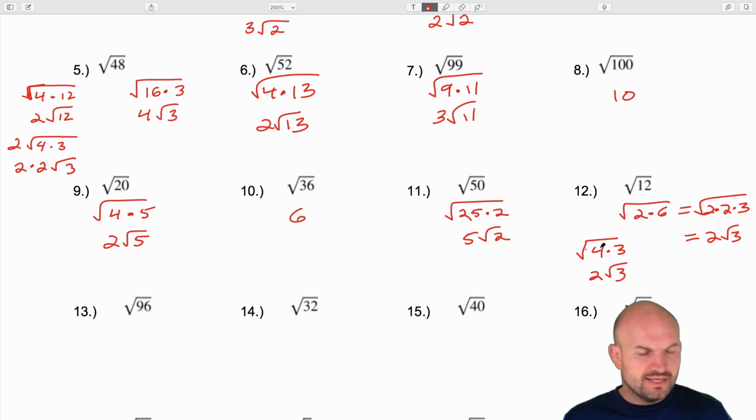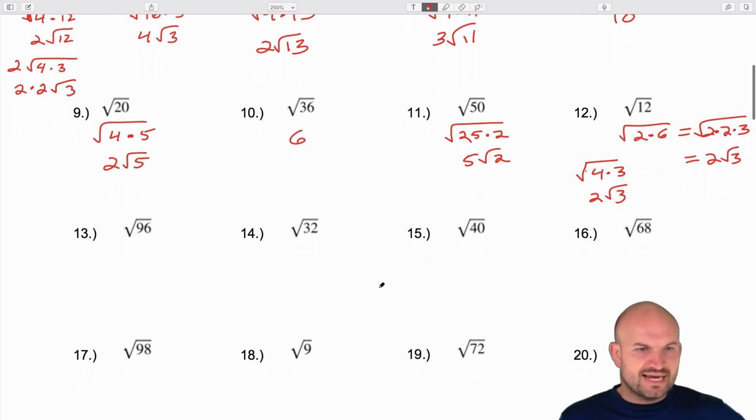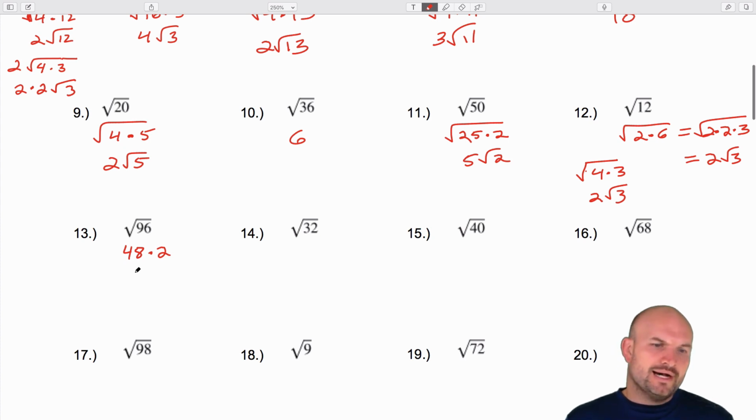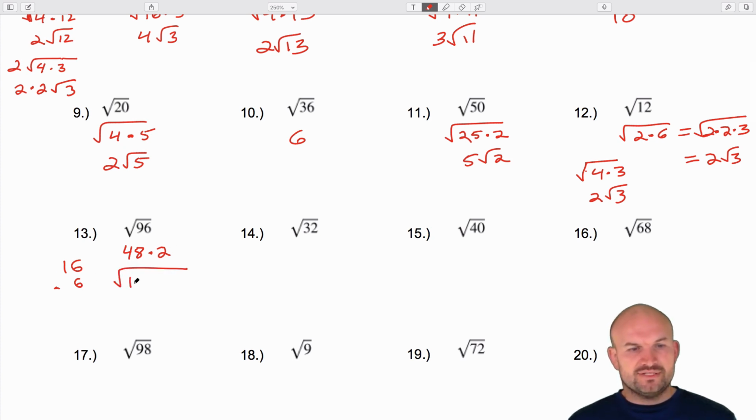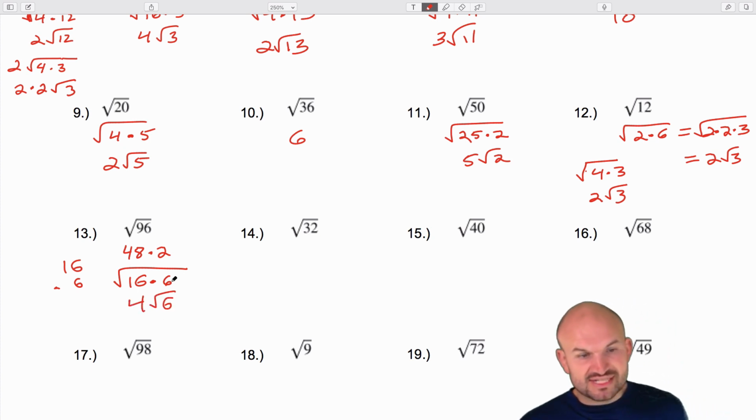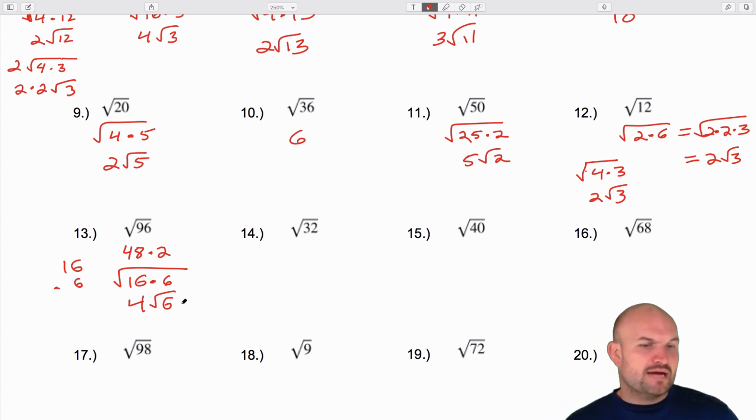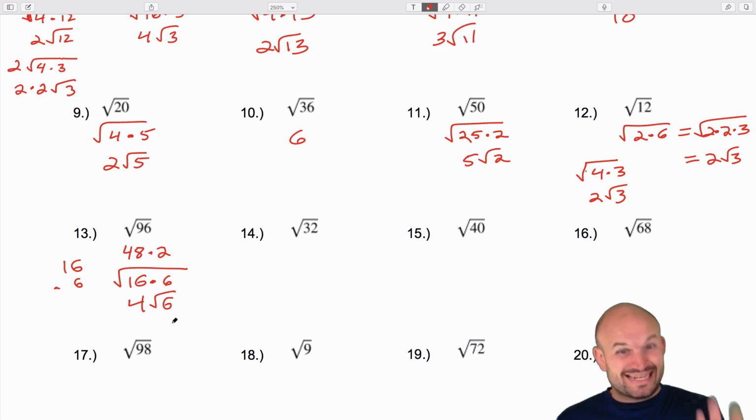Let's see, this one is not as obvious, 96. So let's see here, that's going to be 48 times 2, right? And so 48, now 16 goes into there 3 times, 16 times 3 is 48. So that'd be 16 times 6. So actually I can break this down into 16 times 6. So that'd be 4 square root of 6. So even though 6 is not a prime number, it cannot be further broken down. There's no other square number that divides into it, right?